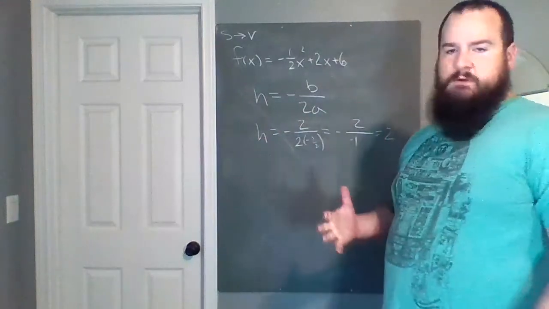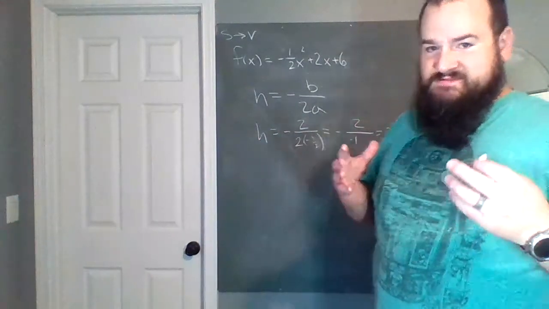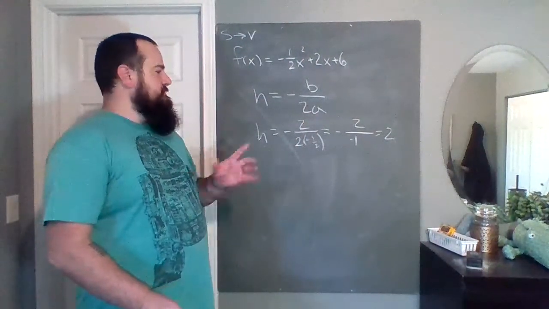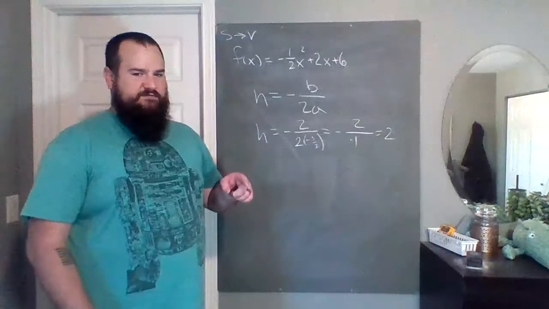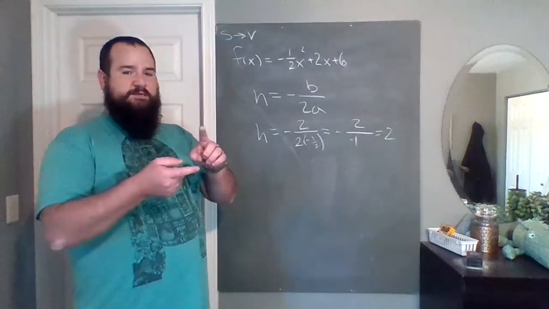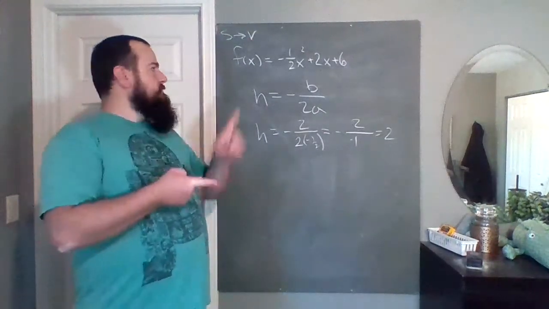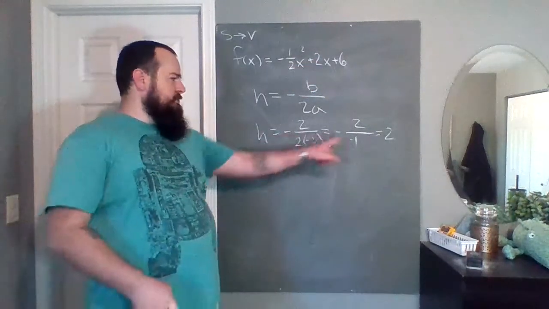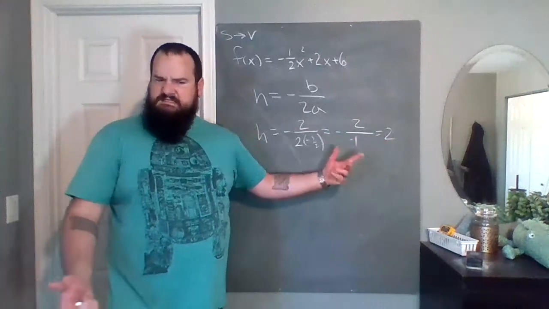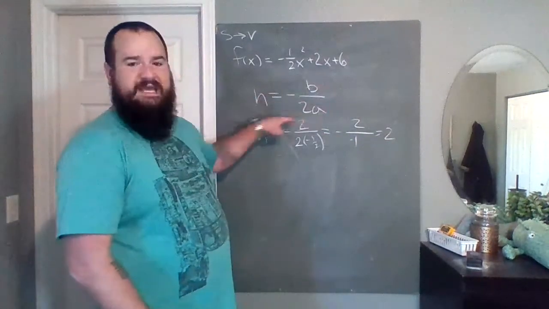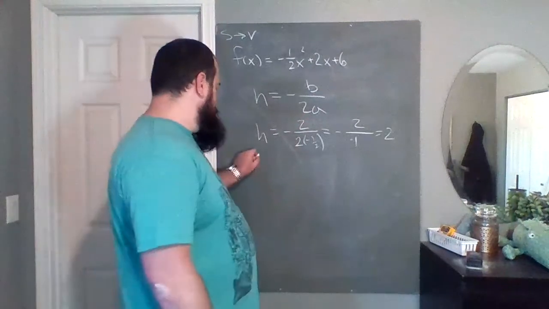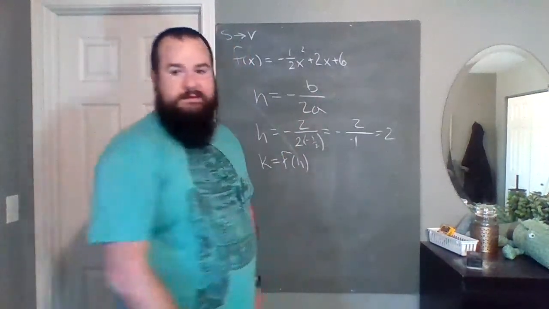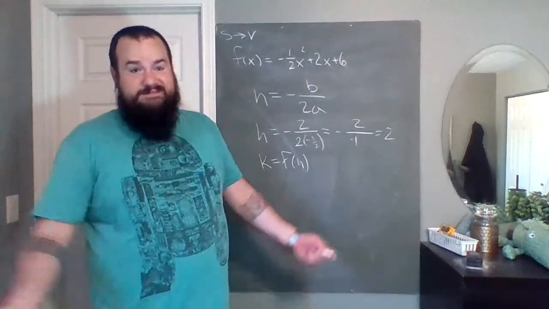Cool. Now how do I find k? Well, what's really awesome with this is, guess what? k is just the output of our vertex. So to find the output of a function, I need to have the function, which we've got right here, and I need to have the input, which we don't have right here. That's easy, right? So if this is how we find h, the way we find k is by simply finding f of h. That's it. That's all we do.